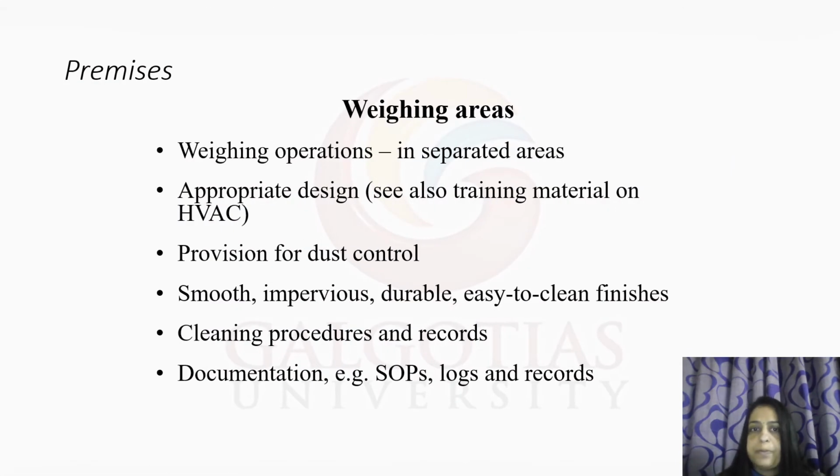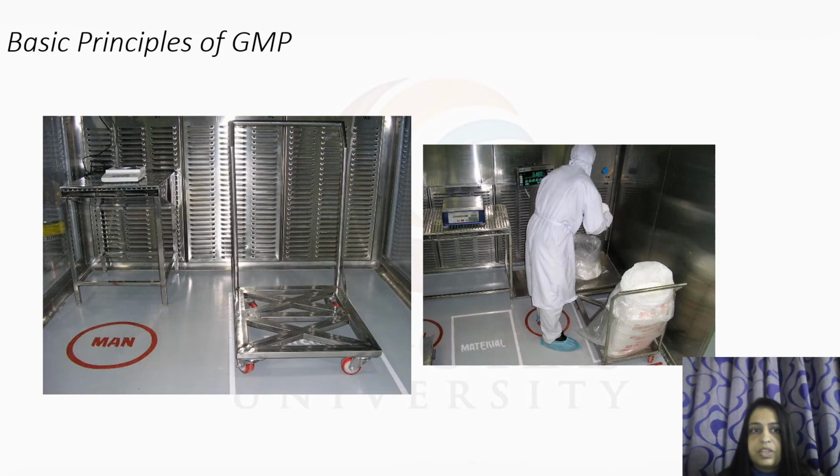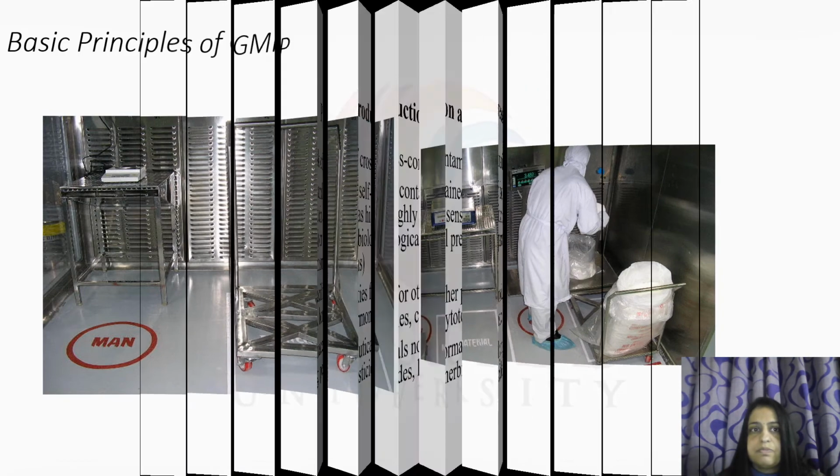Weighing area: weighing operations should be in a separate area of appropriate design. See also the training material on HVAC. HVAC is heating, ventilation and air conditioning. There should be provision for dust control, and finishes should be smooth, impervious, durable and easy to clean. Cleaning procedures and records, documentation, SOPs must be there, and logs and records must be there. So this is your weighing area.